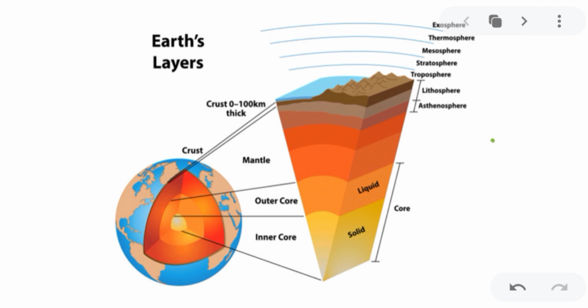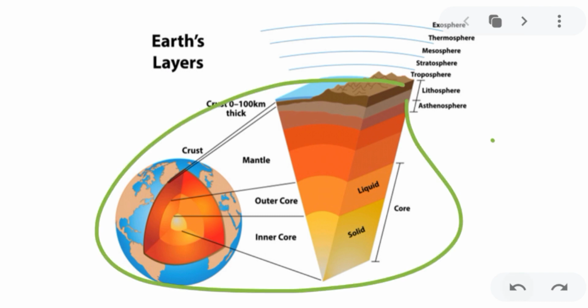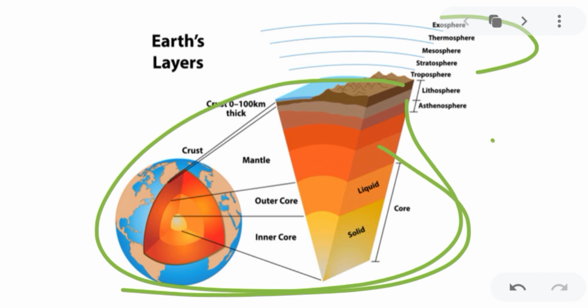So, the Earth's layers can be classified into two. First, we have the interior part, and then the layers of the Earth's atmosphere. Let us proceed to the interior part of the Earth. It can be generally divided into crust, mantle, and core. Let us discuss that one by one.